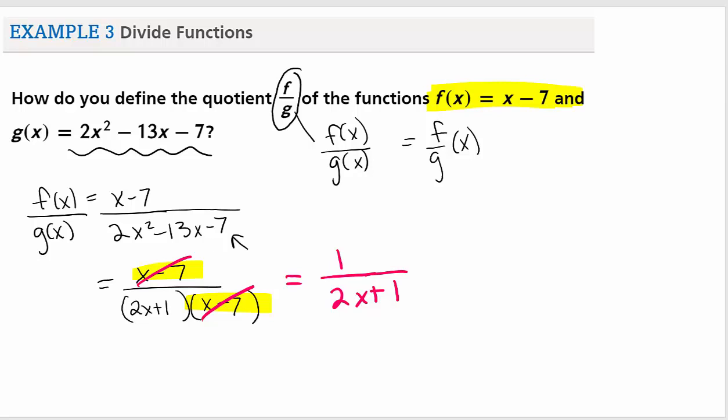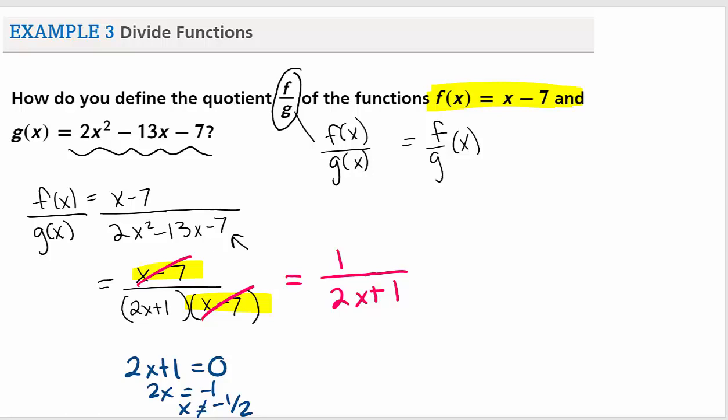We also have to take into account what the domain is. Because we have a denominator, we want to make sure that the denominator cannot equal 0. So we're going to set our denominator equal to 0 and solve. 2x plus 1 is equal to 0, and x is equal to negative 1 over 2. What we found is what x cannot equal, because if x does equal negative 1 over 2, we would get a 0 in the denominator, which would make the entire function undefined.